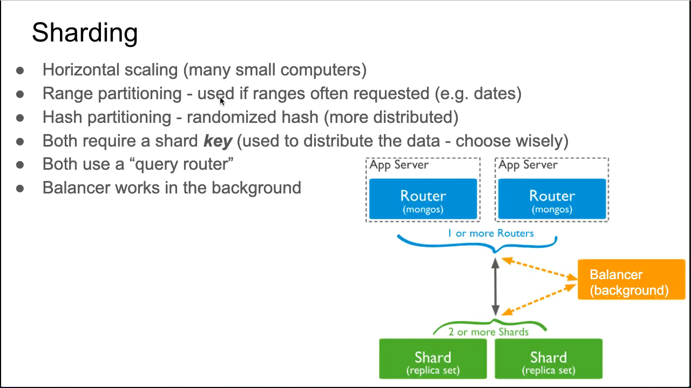Dates can be a good one if you have a pretty good distribution of dates, right? It's a little bit dangerous to use dates in something like Twitter because then 99% of your usage is going to be on one shard, right? It's going to be the most recent. Nobody cares about tweets from 10 years ago. Literally nobody.